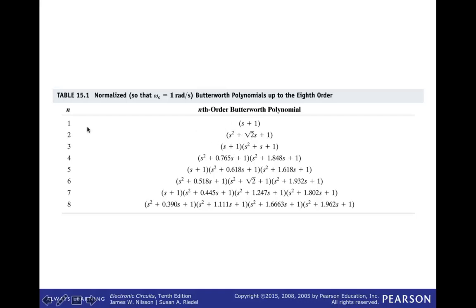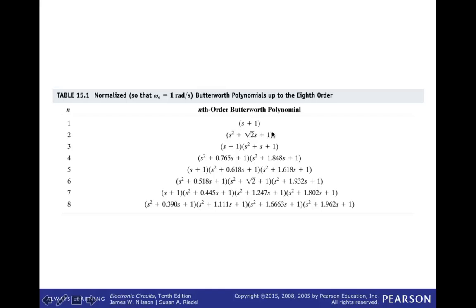A couple things to notice. First of all, when n is odd, this s plus 1 term always appears. So if you have an odd filter order, one of the stages of your circuit is going to have the transfer function 1 over s plus 1, which is a normal low-pass RC circuit. The other stage, if we have an odd number, is going to be a different kind of transfer function, meaning we're going to have a different kind of circuit. If n is an even number, then we just have the Butterworth polynomial, we have the Butterworth circuit, we don't have this s plus 1 stage. So that's the first thing to note.